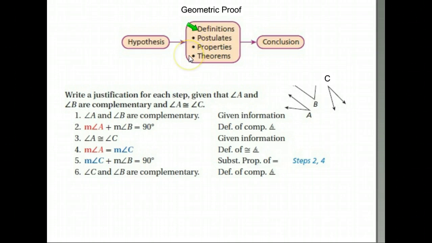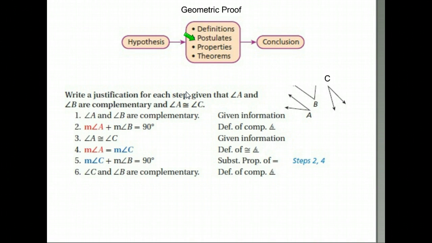And again, what we use for proofs, we use definitions. For example, if it says two angles are complementary, we can say those angles add to be 90 degrees. The reason for that is because that's the definition of complementary.